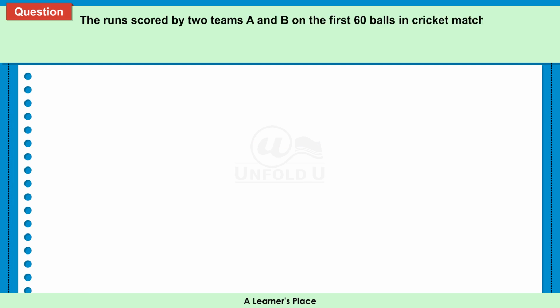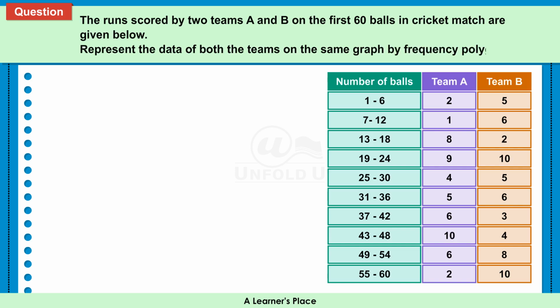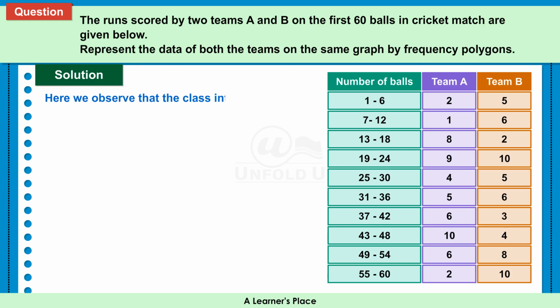Question: the runs scored by two teams A and B on the first 60 balls in a cricket match are given below. Represent the data of both the teams on the same graph by frequency polygons.